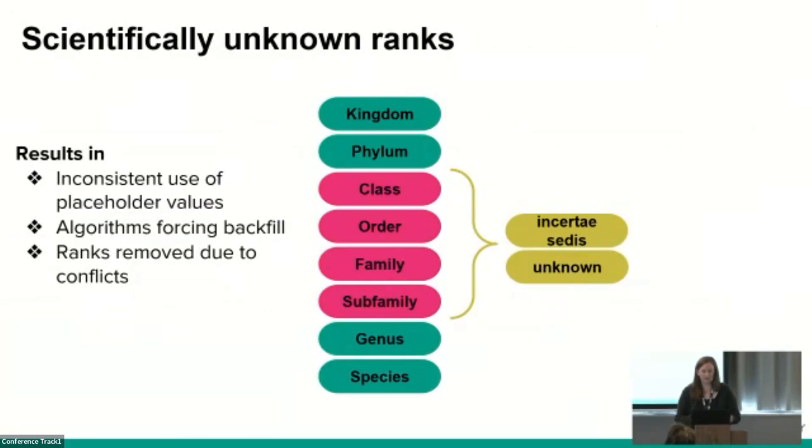You often see cases where these mid-ranks highlighted in the middle maybe aren't even available for a specimen. And that can be just because of conflicts, lack of information. There's a variety of reasons. So what you often see is those are gaps, there's not information there. And the question is, do we leave those blank? Do we use placeholder values? If you're using placeholder values, like the ones here, incertae cedis or unknown, often those are used inconsistently, there's different versions.